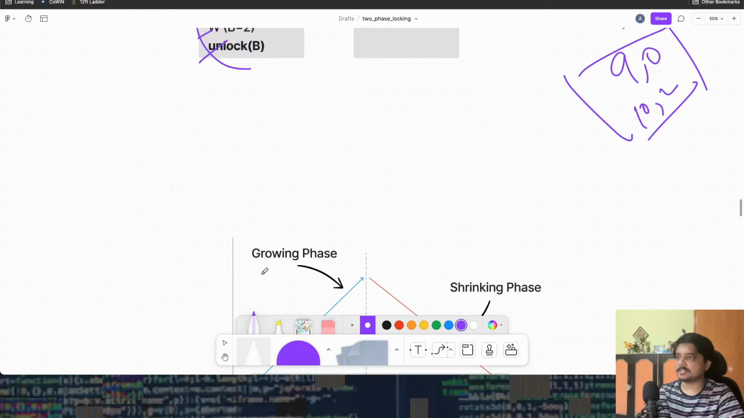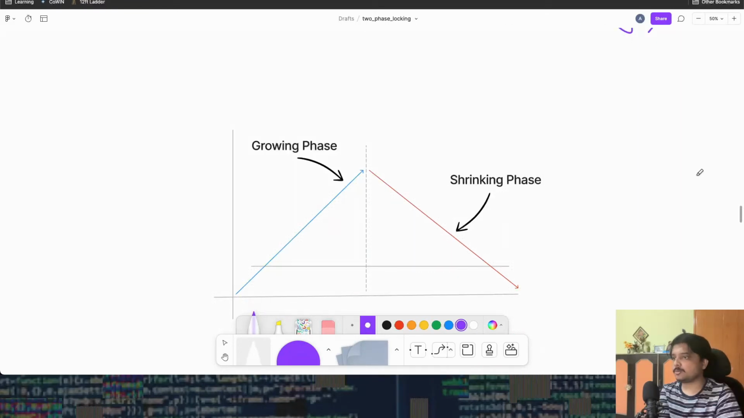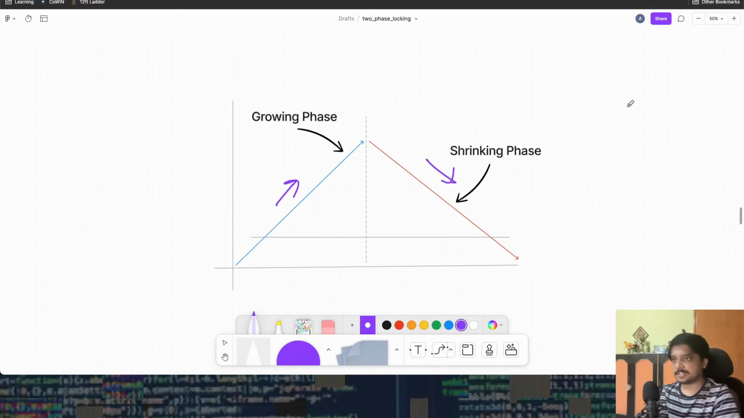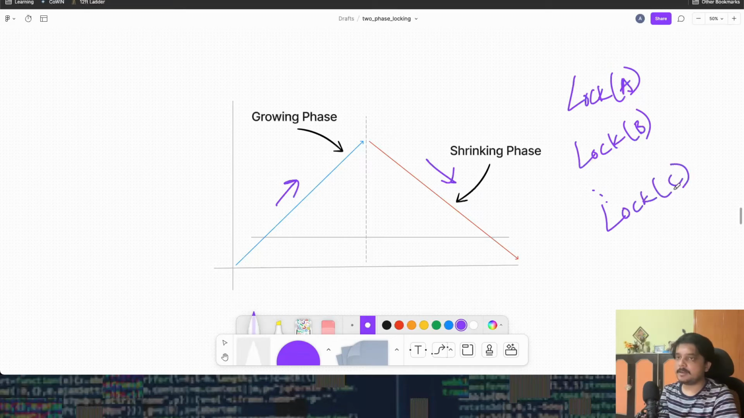So let's see what it does. See, two-phase locking has, well, two phases. That should have been obvious. It has a growing phase and it has a shrinking phase. So what do these two phases mean? It means that our transactions can start taking locks. Let's say it takes a lock on A, a lock on B, does some operations and takes a lock on C. But once it releases any lock, so let's say it says unlock B, then it will not be able to take any more locks.